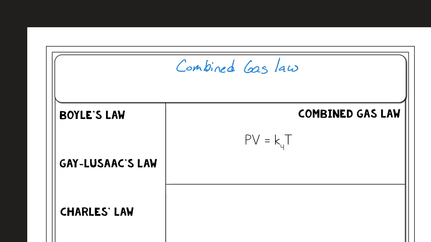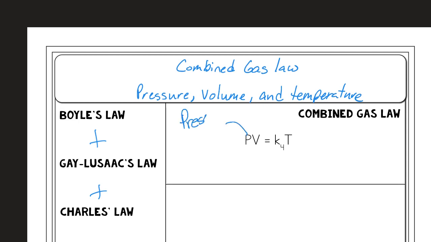to represent the relationship among the pressure, volume, and temperature of a gas. So we're taking all of these and combining them together. So this would be pressure, this would be volume, this would be a constant, and this would be temperature.